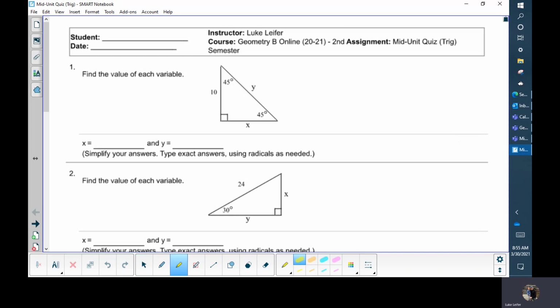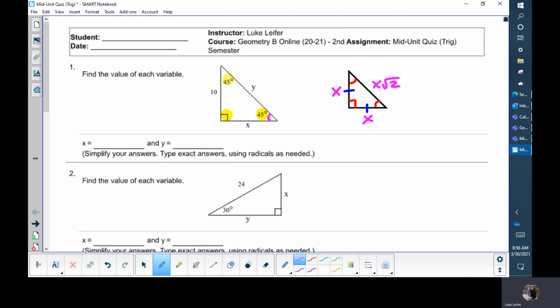Okay, first up, question number one. You notice this is a 45, 45, 90 right triangle, okay? The model for a 45, 45, 90 is always the same. Let me do a little sketch here. If these base angles have to be equal, which means this is an isosceles right triangle. And here is what the model would look like: x, x, times the square root of 2.